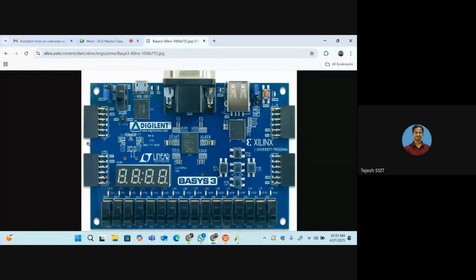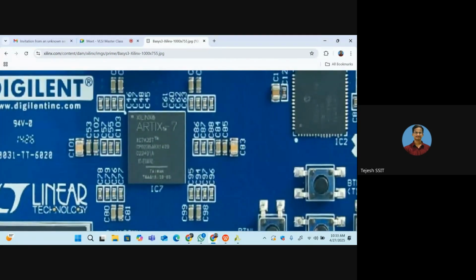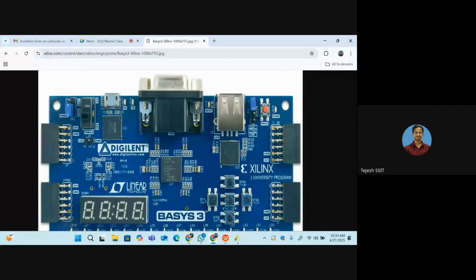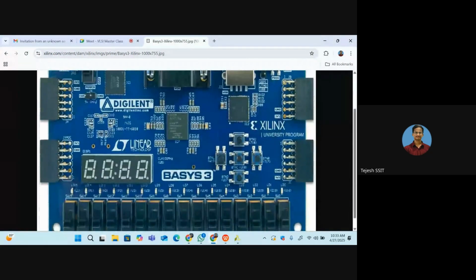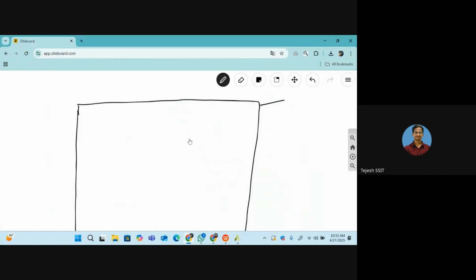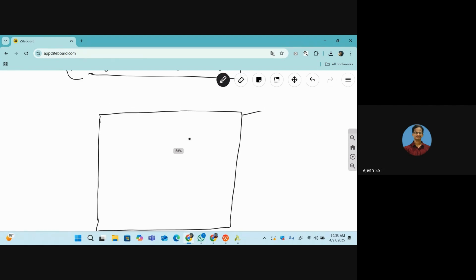Don't call this overall the FPGA. This central chip is like the heart, a brain of this FPGA. This central chip is what we can call the FPGA IC. So this is the internal structure of the FPGA IC, not the overall board. This is that main central chip's internal diagram.